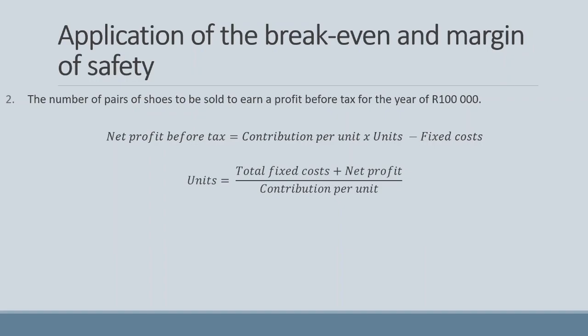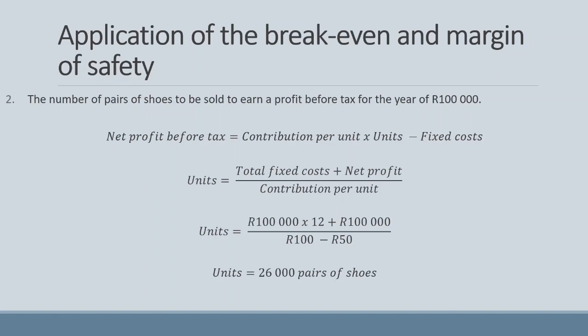With this knowledge, we can now calculate the number of units to be sold in order to achieve a profit before tax of 100,000 Rand. Again, our fixed costs are the 100,000 Rand multiplied by 12 to represent the full year, but we now add the extra 100,000 Rand target profit. Our denominator remains the 100 Rand less the 50 Rand. Therefore, we need to sell 26,000 pairs of shoes per annum to achieve a target profit of 100,000 Rand.